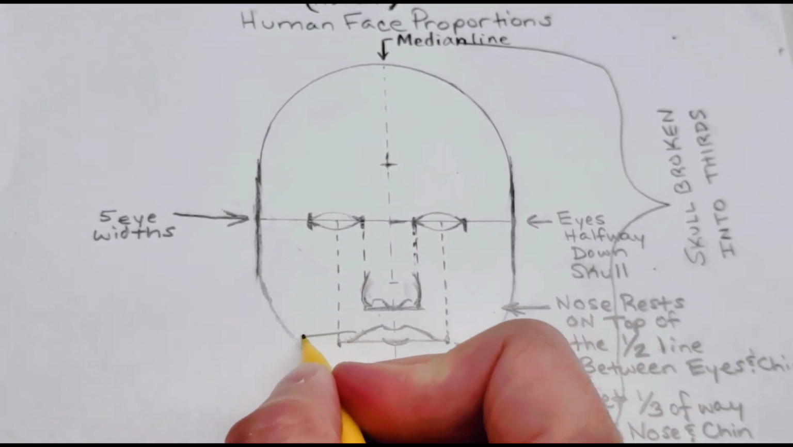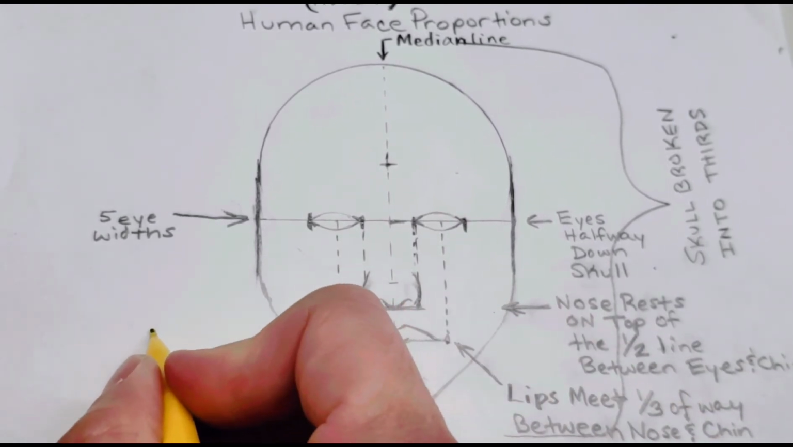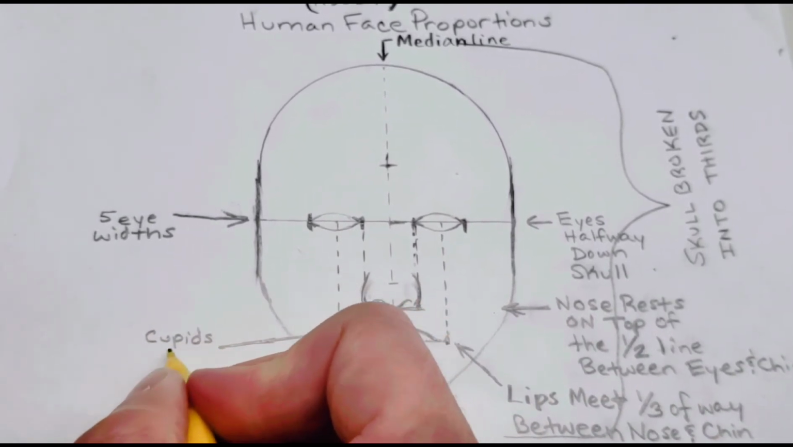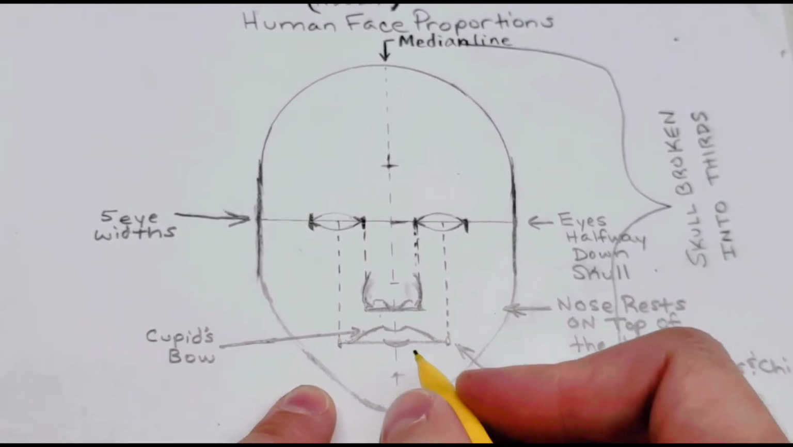So I'm gonna put a little label over here, Cupid's bow. Cupid is that little angel guy who shoots bows at people to make them fall in love.